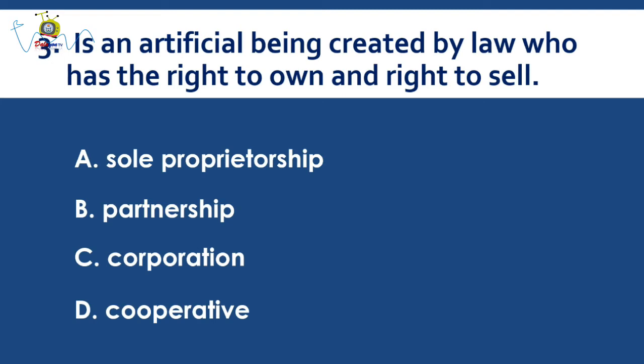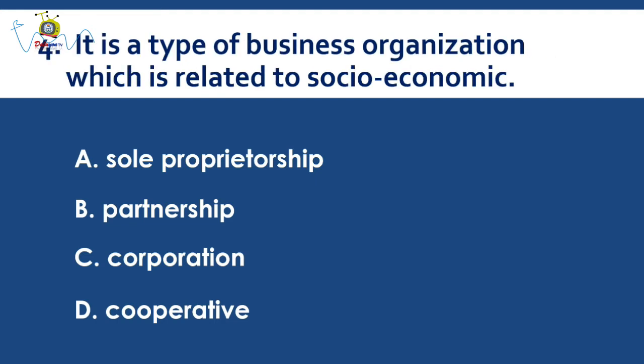Question number 3. It is an artificial being created by law who has the right to own and the right to sell. Letter A, sole proprietorship. Letter B, partnership. Letter C, corporation. Letter D, cooperative. Answer, corporation. Amazing!